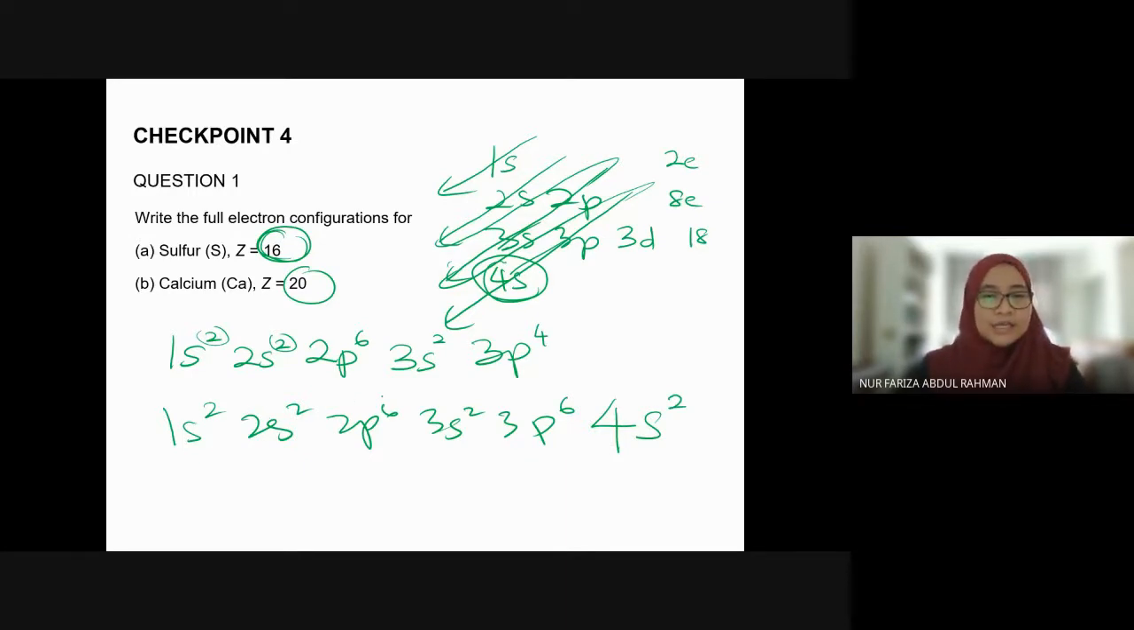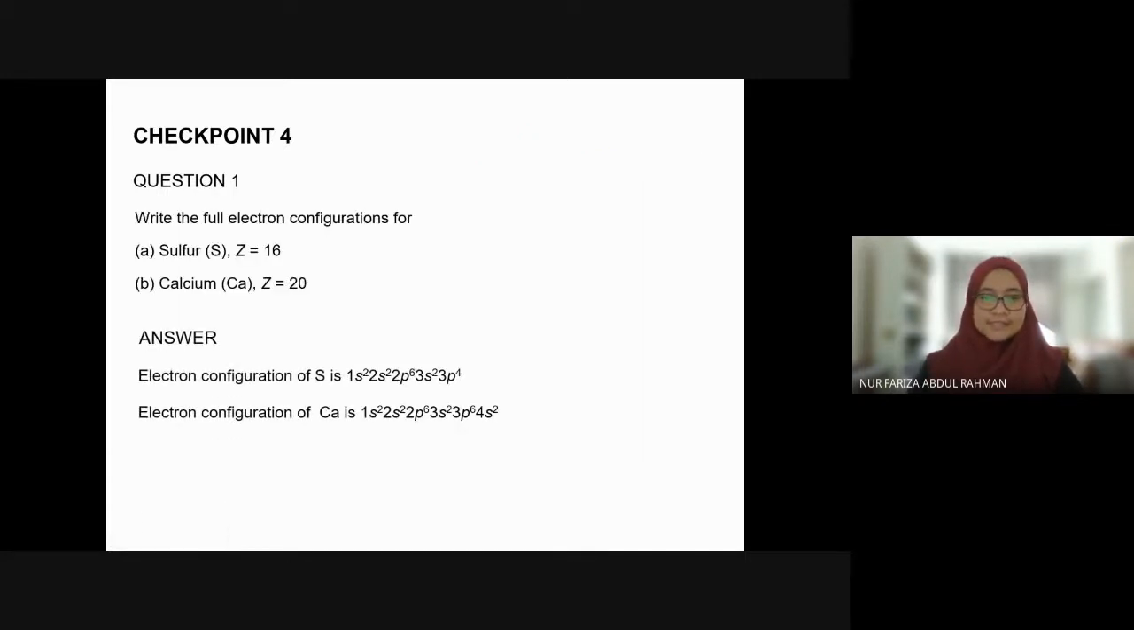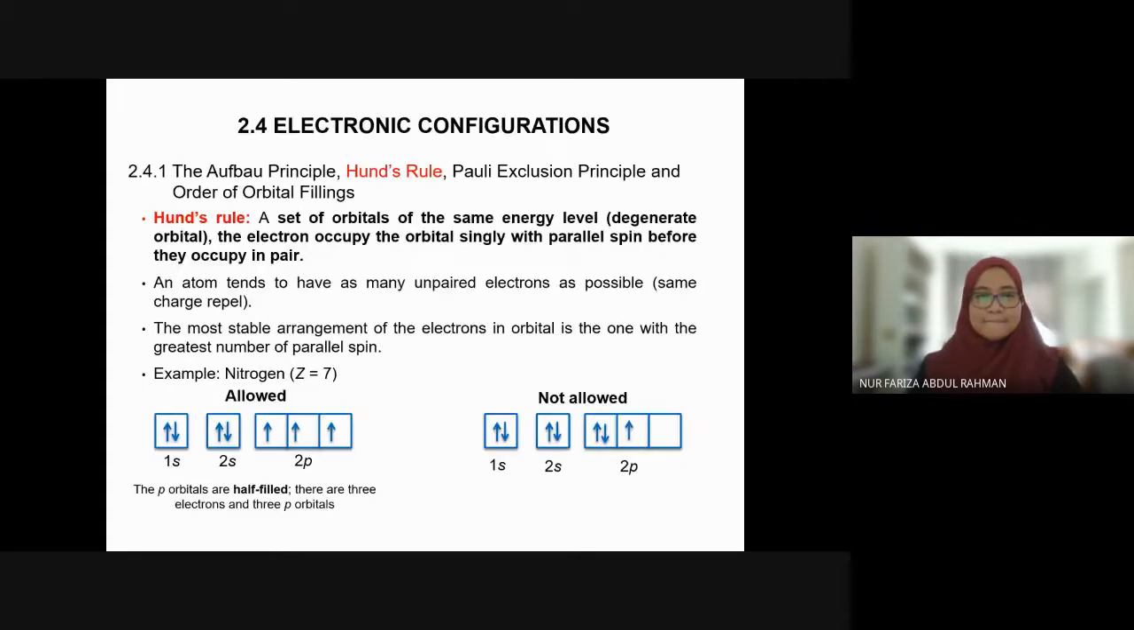So total confirm kan? So ini here kita ada 10. Total kan this one, kita ada berapa? 10, and then it is equal to 20. Okay, betul. This will be your electron configuration for calcium. Okay, right. Alright, so that is the first principle, okay?